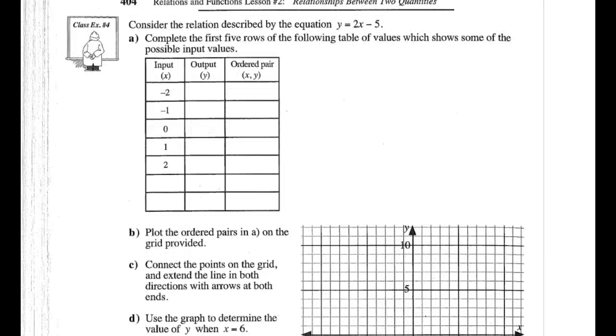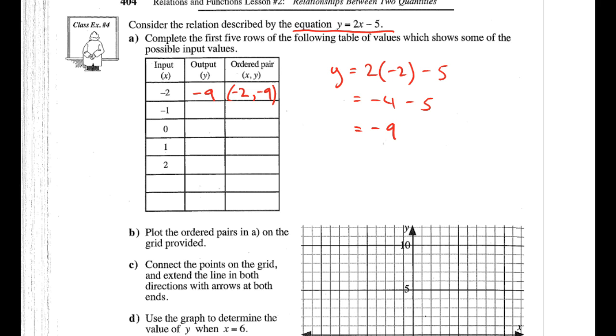So here's our equation: y equals 2x minus 5. I'm going to try and complete a few of these, trying to get the output. If I input -2 into my equation, I'm going to get y equals 2 times -2 minus 5. That would be -4 minus 5 equals -9. So my output, the y, would be -9. The ordered pair would be -2, comma, -9.